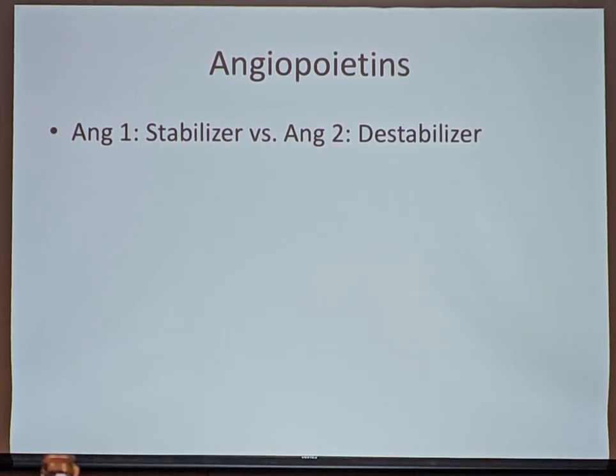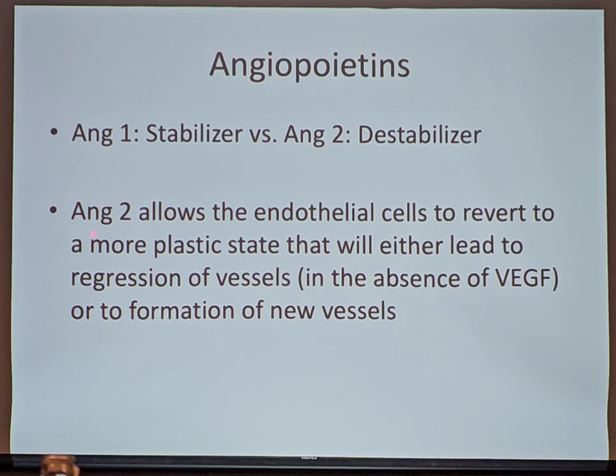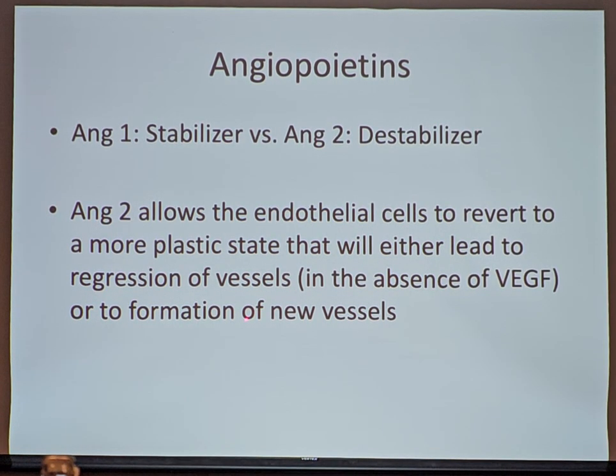But remember that during remodeling, we not only have the maturation, but we also need to have the possibility of pruning of vessels that are no longer needed. And therefore, you need not only a stabilizer, but you also need a destabilizer. That's angiopoietin 2. And what do I mean with this? Angiopoietin 2 allows the endothelial cells to revert to a more plastic state that will either lead to regression of the vessels in the absence of VEGF or to the formation of new vessels in the presence of VEGF.